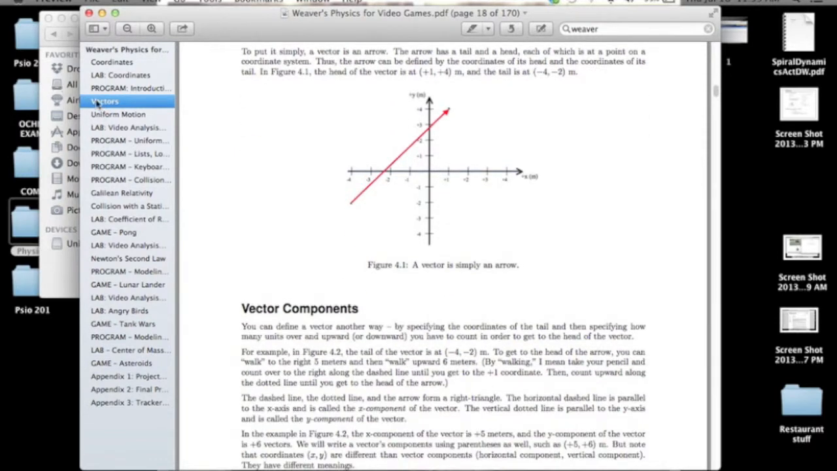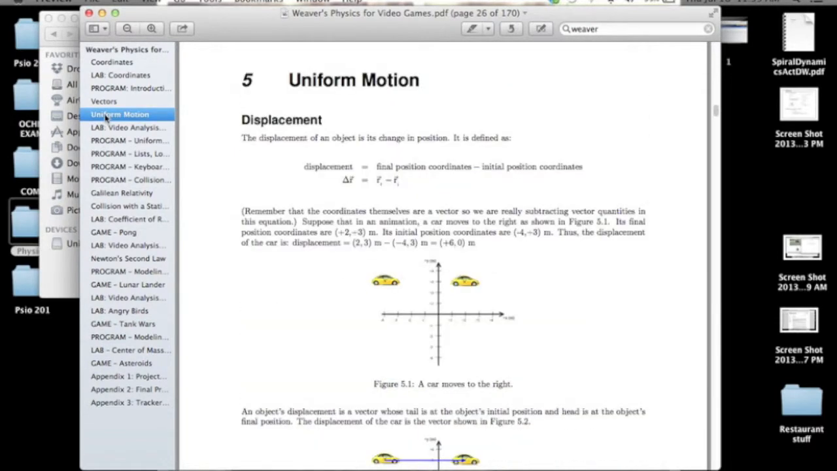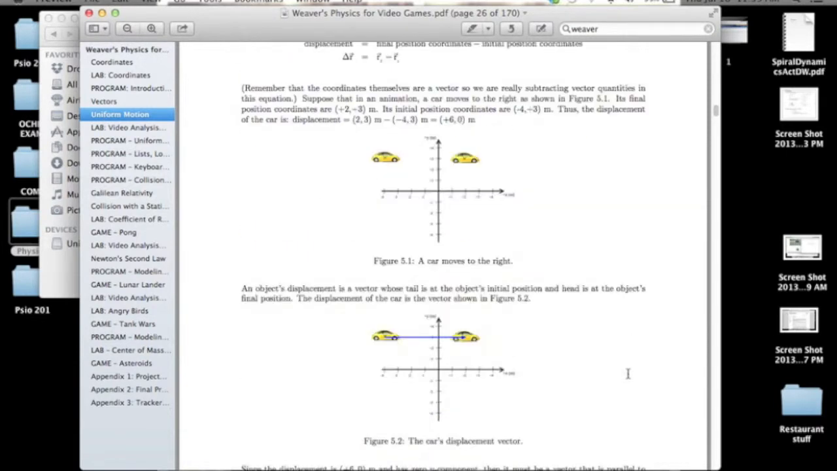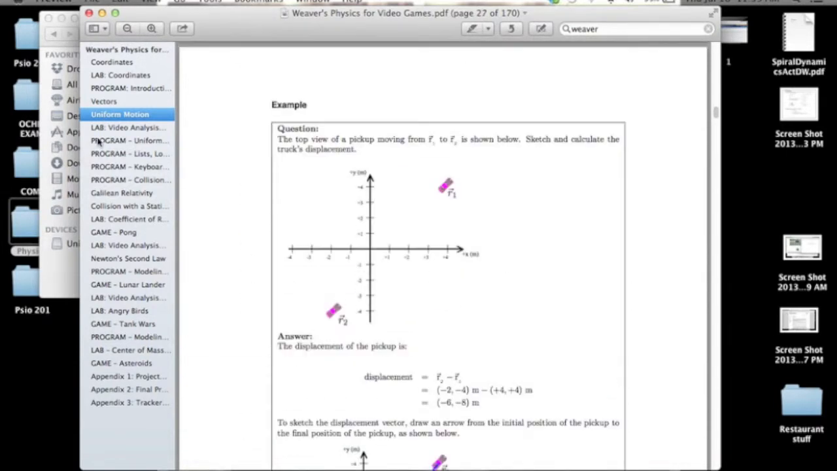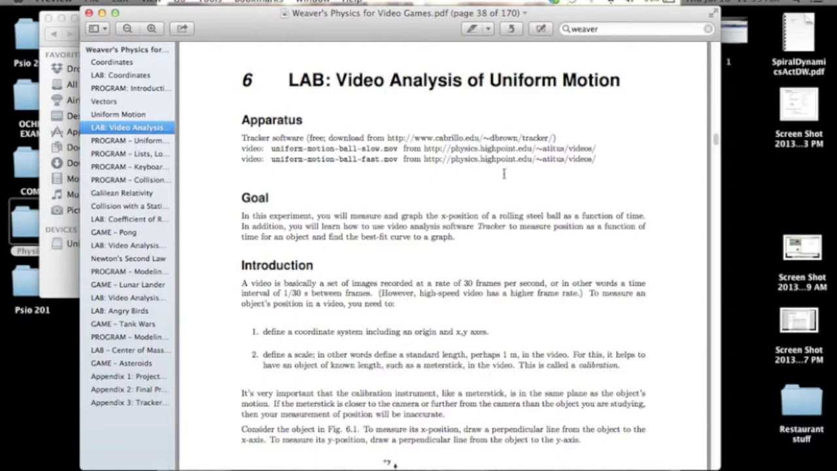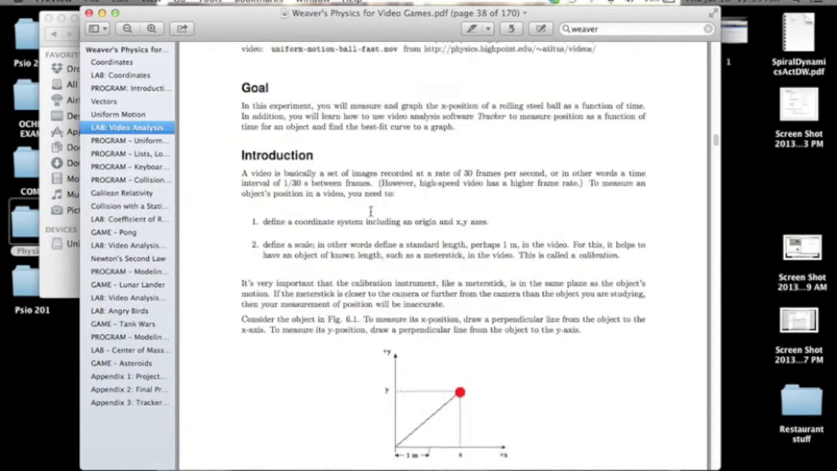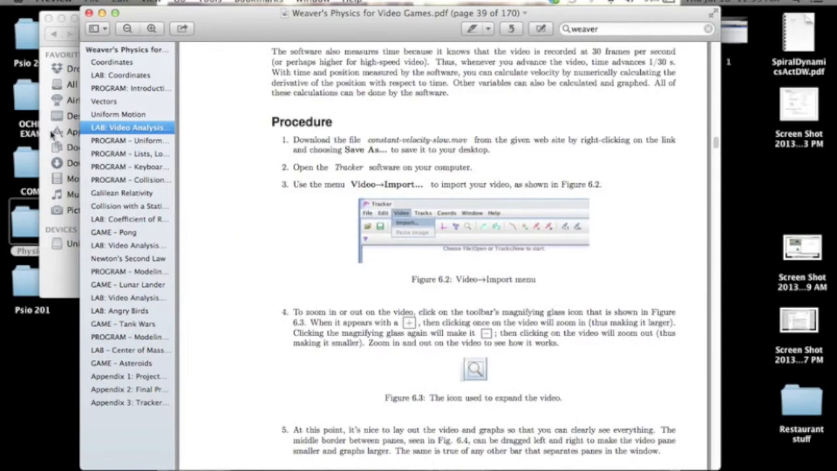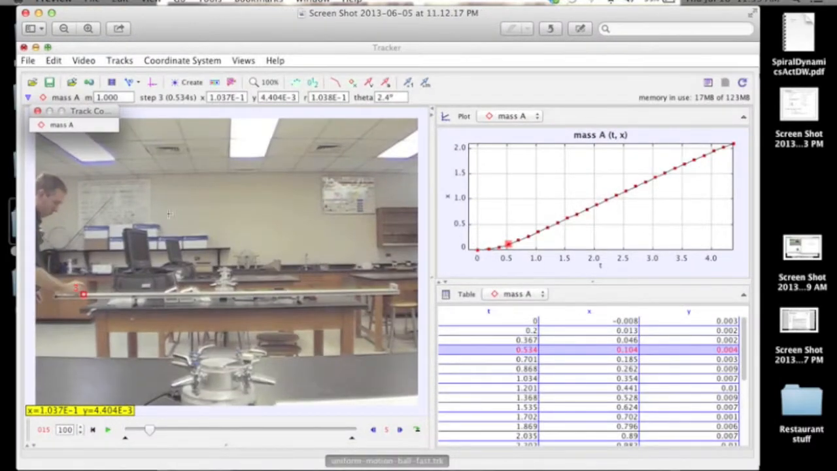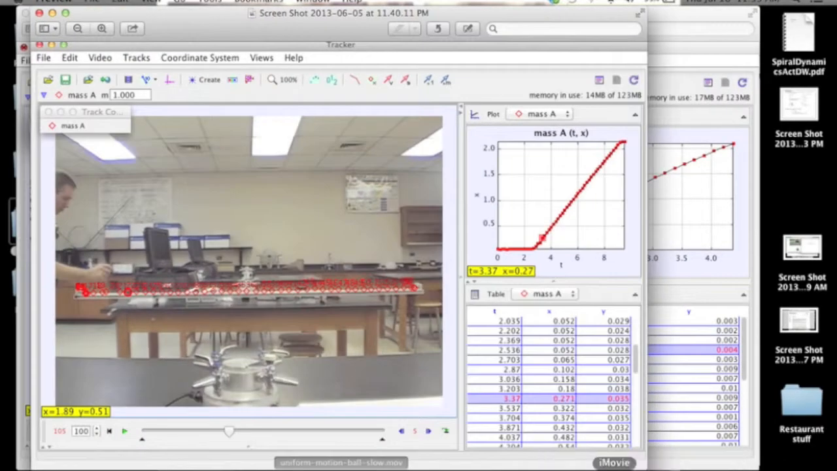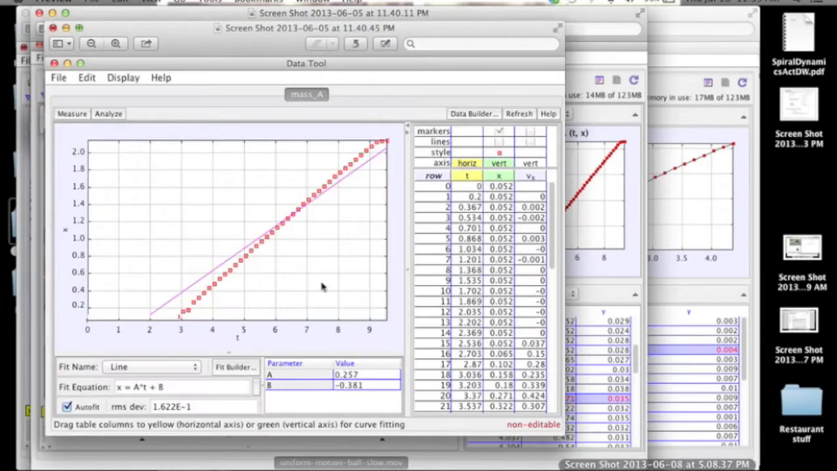Then we go into chapter 5, which is uniform motion. This is where we learn in depth about displacement, where we had to calculate displacement as well. Then this is where we got an introduction to Tracker. This is our first Tracker software, where we did some experiments where we measured the movement. Here are my screenshots. Here's another one. We had to track the motion of the ball, and then we had to use a graph and then answer some questions. All right.